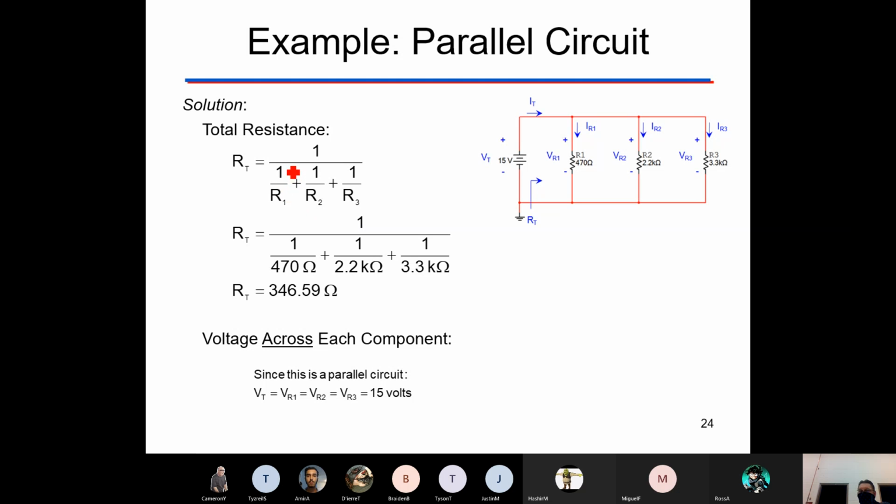My suggestion is to do one term at a time: 1 over R1, get that value and write it down. Then do the second one and write it down, and then do the third one and write it down. Then you can add those three values together and take 1 over that. That's my suggestion so that you get this correct, okay? So the first one is 1 over R1. R1 is 470 ohms, so it'll be 1 over 470.